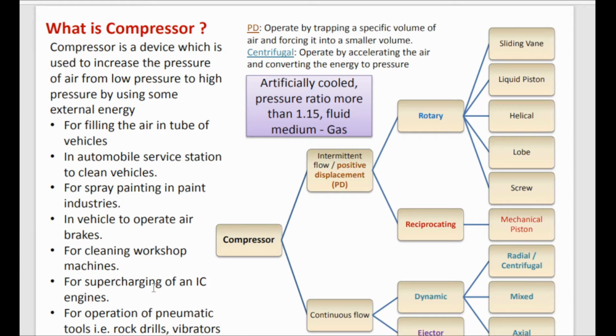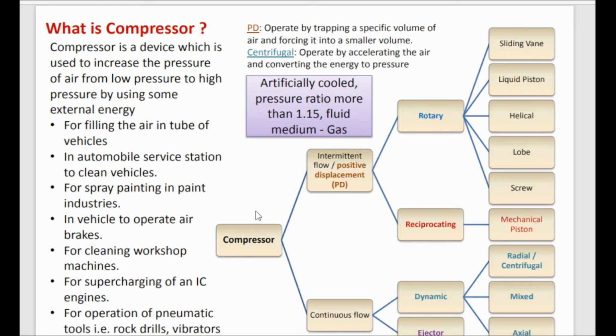Compressor is a device which is used to increase the pressure of air from low pressure to high pressure by using some external energy. So using electrical energy we can increase the pressure of the fluid, any fluid. So it is by the first law of thermodynamics that energy can be converted from one form to another. So here the electrical energy is converted to the pressure energy of the fluid.